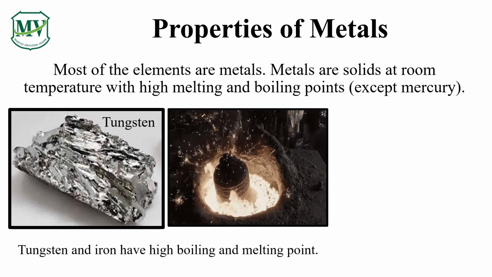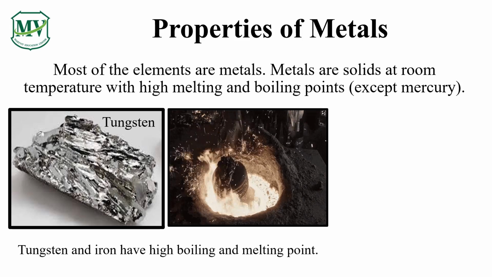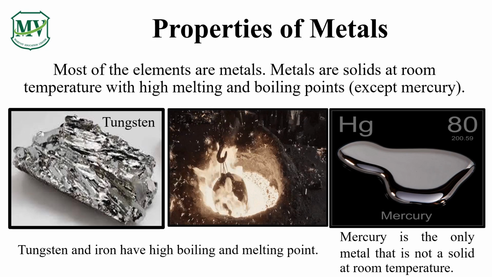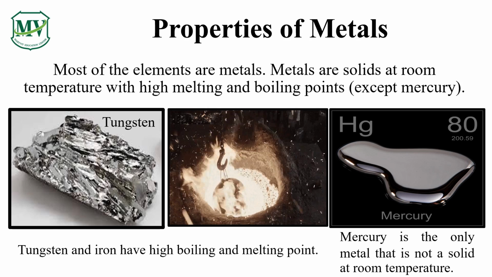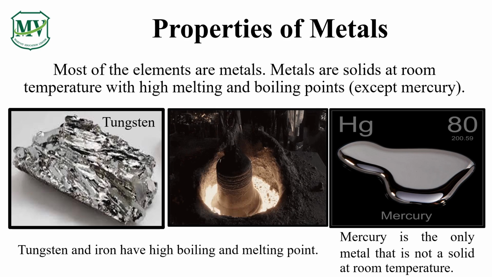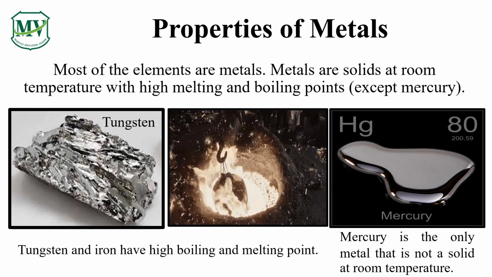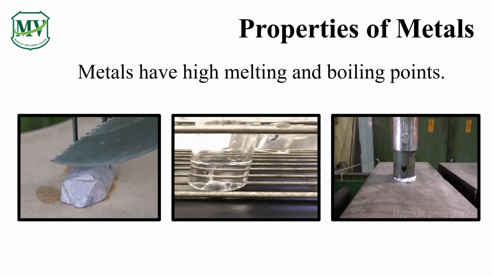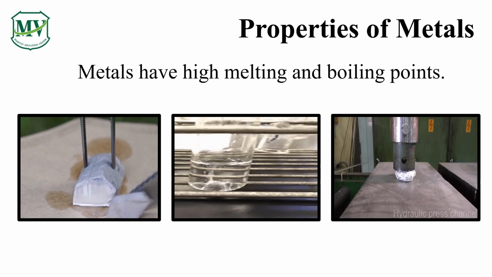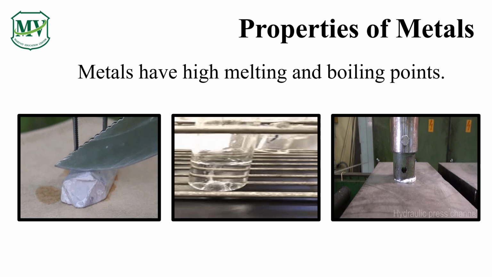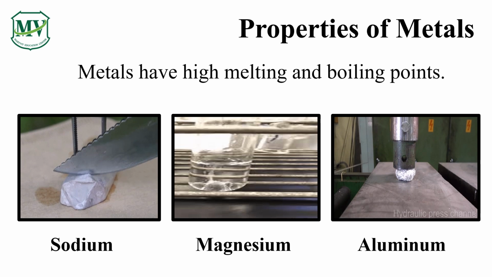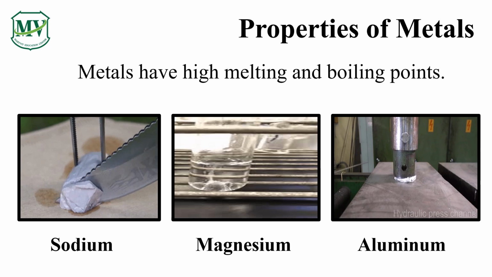Can you name a metal element that is not solid at room temperature? Well done! Mercury is the only metal that is not a solid at room temperature. It is a shiny, silvery, liquid metal, sometimes called quicksilver. Can you give another example of elements that have relatively high melting and boiling points? Magnificent! Sodium, magnesium, and aluminum have metallic structures which account for their electrical conductivity and relatively high melting and boiling points.